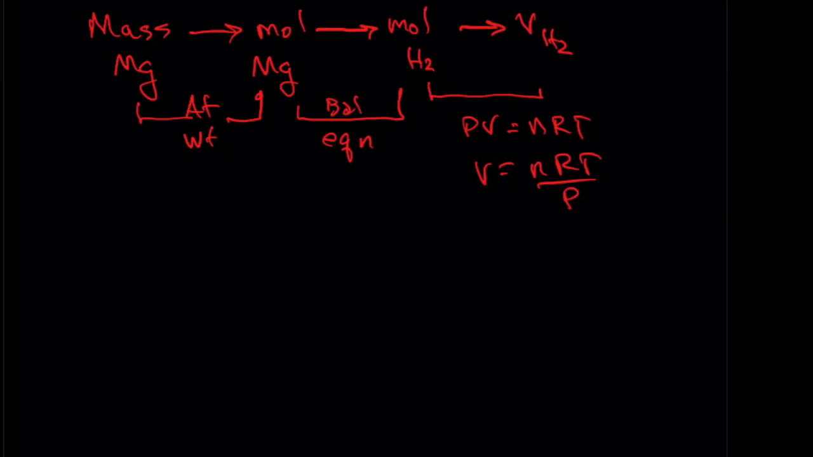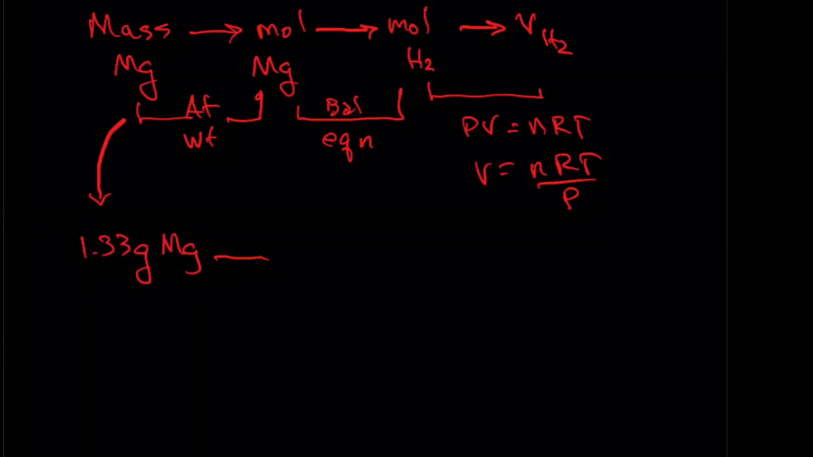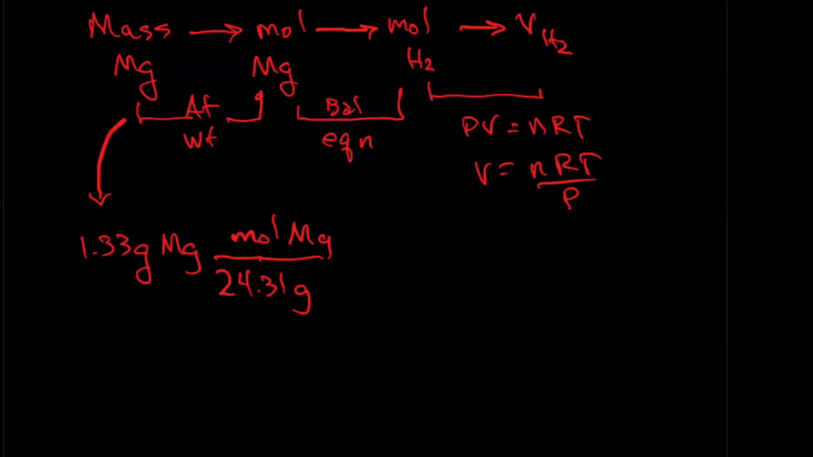So let's take a look at this one right here. It's 1.33 grams of magnesium. We know that magnesium has an atomic weight of 24.31 grams per mole. So 24.31 grams per mole of magnesium. You can see that the grams cancel. Then we can see from the balanced equation, if you look at your notes, for every 1 mole of magnesium, we have 1 mole of hydrogen.